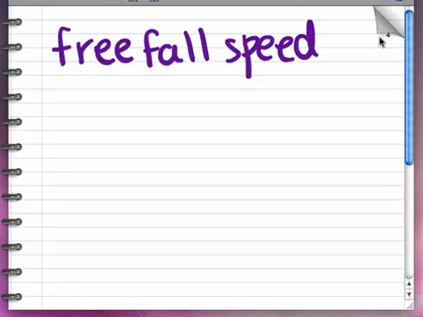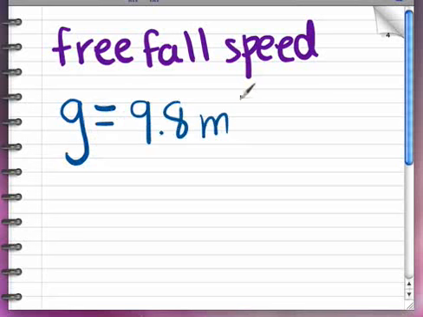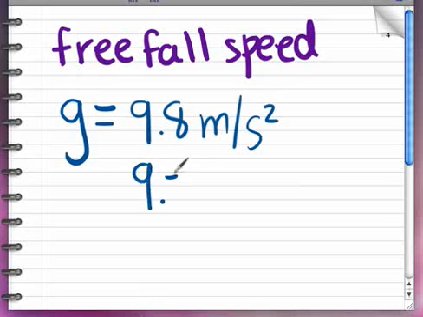Free fall is a special kind of acceleration. When an object accelerates on Earth's surface, the acceleration, which is the letter g, is 9.8 meters per second squared. The square means meters per second per second. So the acceleration is really 9.8 meters per second, meaning that every second the object is falling, the speed increases by 9.8 meters per second. To make things simpler, we'll be using 10 meters per second.